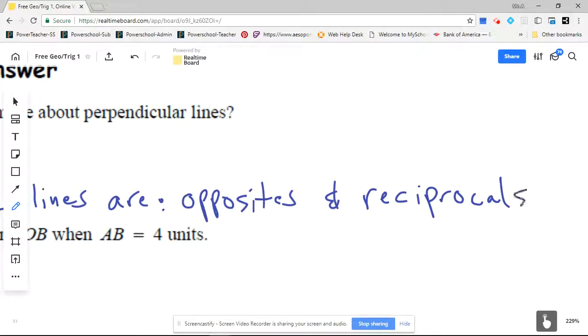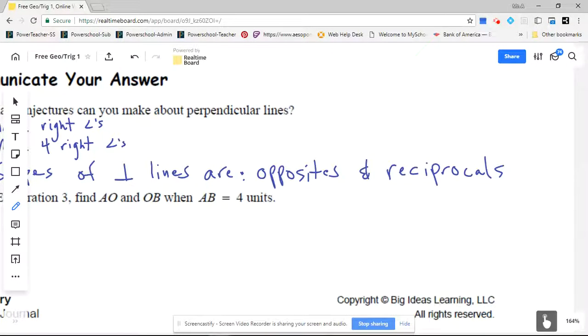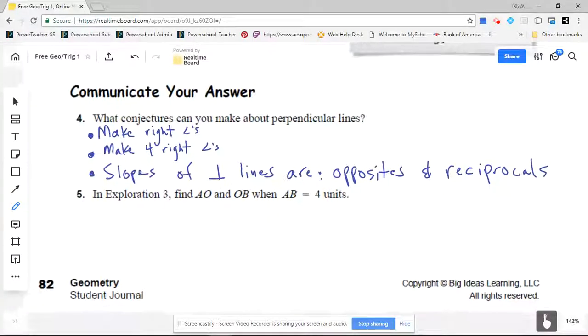Opposites and reciprocals. You have to change the sign, you have to flip it over. For that to be a perpendicular slope, it's got to be the opposite sign and it's got to be the reciprocal.